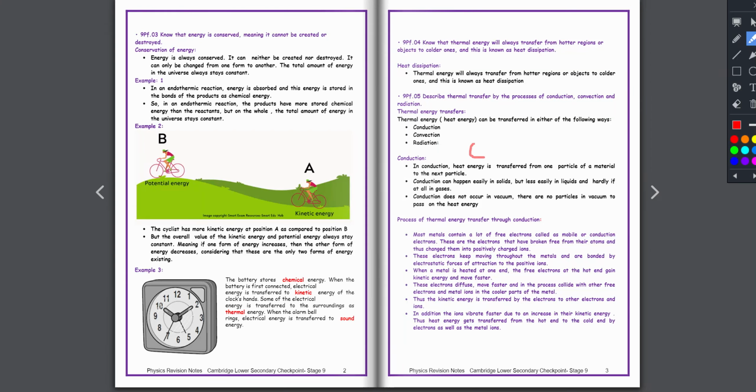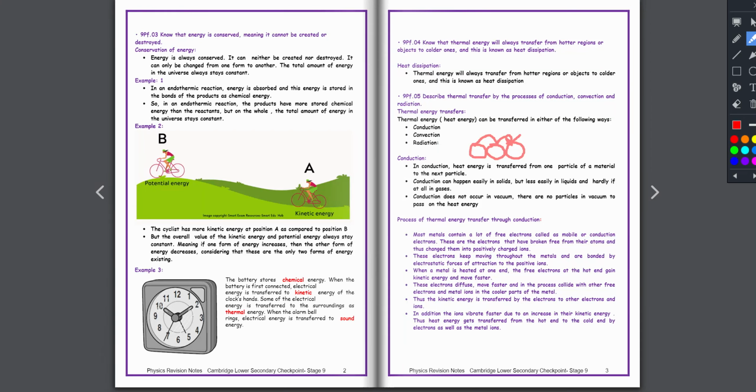Suppose these are the solid particles. So, what is the first line telling you? In conduction, heat energy is transferred from one particle of a material to the next. So, this particle is transferring the energy to this particle. Then, this particle is transferring the energy to its neighboring particle. So, what is happening? Energy is getting transferred from one particle to another particle.